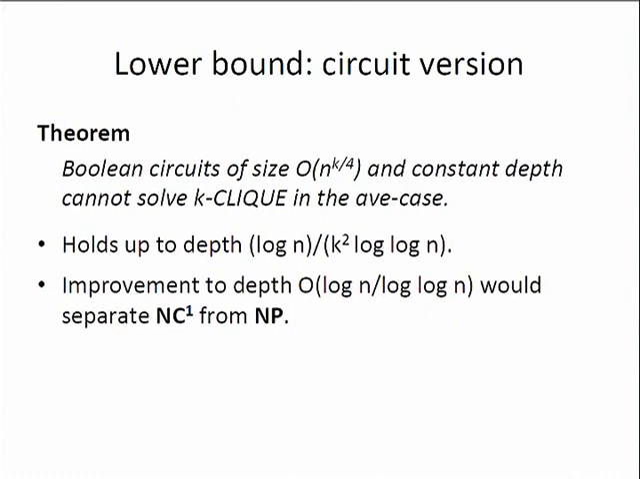And just to mention some things about this result. So this in fact holds not just for constant depth, but for depth up to log of n over k squared log n. And this is really almost tight, because if you could improve this to any depth of order log of n over log n, then that would imply a separation of complexity classes NC1 from NP.